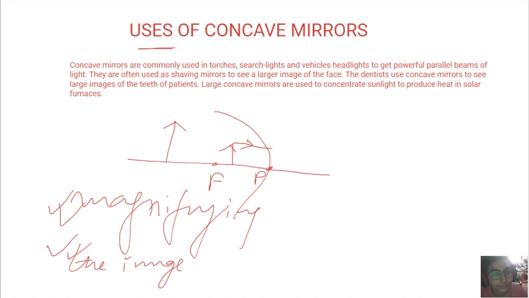Okay, so what is it saying here? Concave mirrors are commonly used in torches, searchlights, and vehicle headlights to get powerful parallel beams of light. They are often used as shaving mirrors to see larger images of the face, like I told you. The dentists use concave mirrors to see large images of the teeth of the patient. So in both these two points we are using this magnifying property.